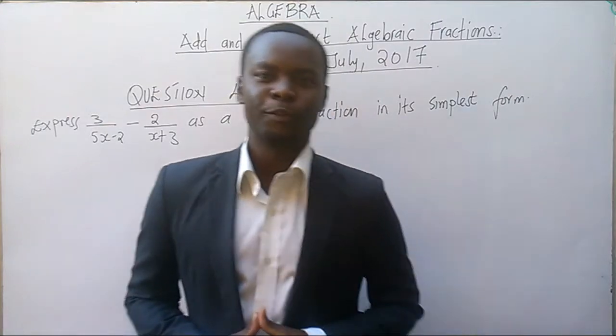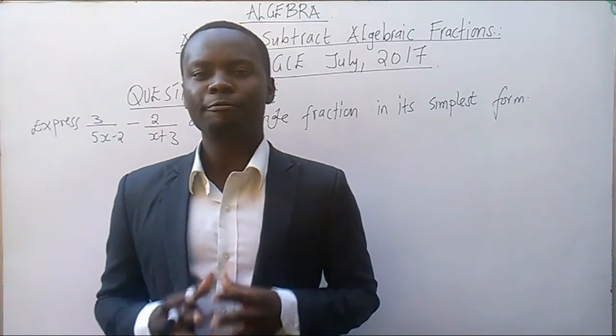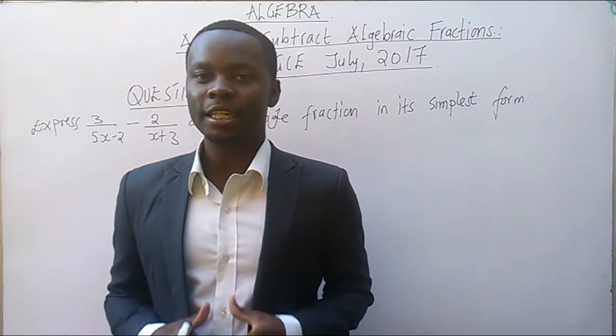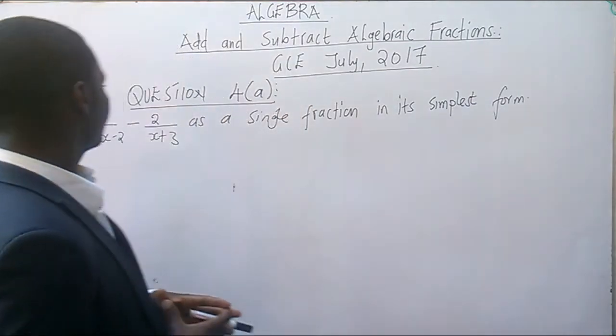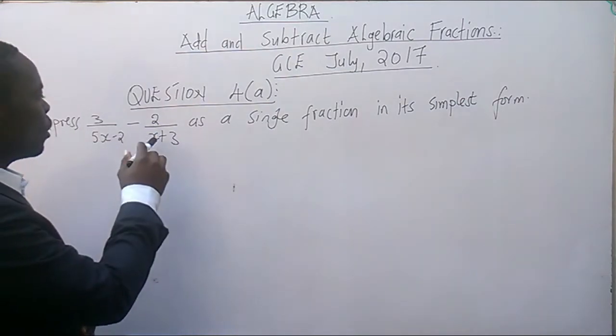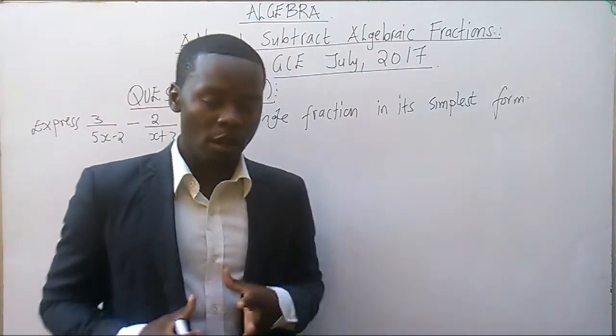Welcome to this video. In this video, we are going to discuss an exam final question which came in the 2017 July GCE final paper. The question is saying, express 3 over 5x minus 2 minus 2 over x plus 3 as a single fraction in its simplest form.